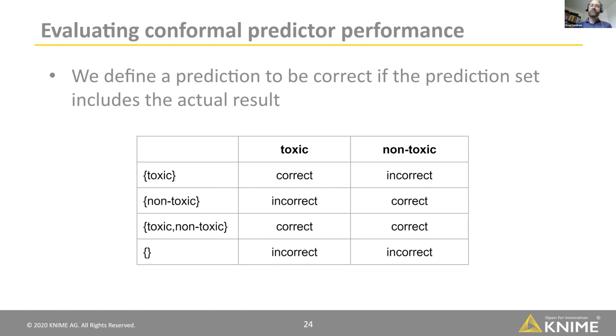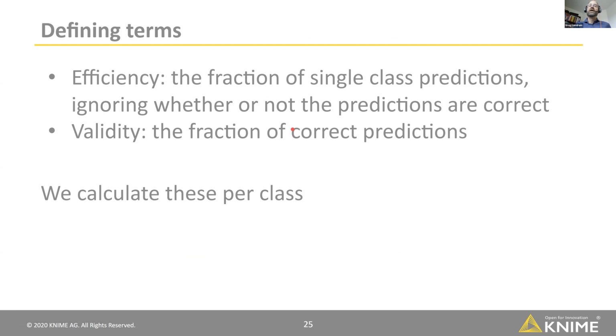Using that, we can then define a couple of interesting metrics to understand how well the conformal predictor is doing. The first is efficiency, and the second is validity. Efficiency is the fraction of single class predictions, and it ignores whether or not the predictions are correct. So it's how often the model gives you a prediction set with a single element, not multiple elements. And validity is the fraction of predictions that are correct within the ansatz that we're talking about. We typically calculate this per class and then do an overall value based on the weighted average.